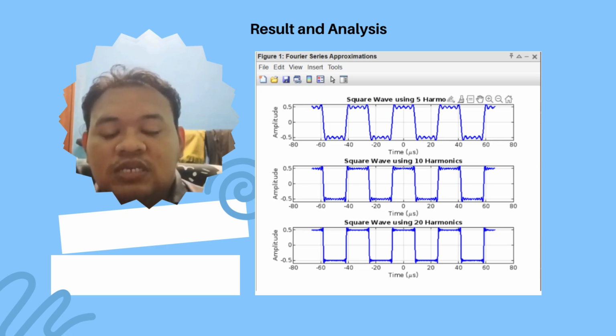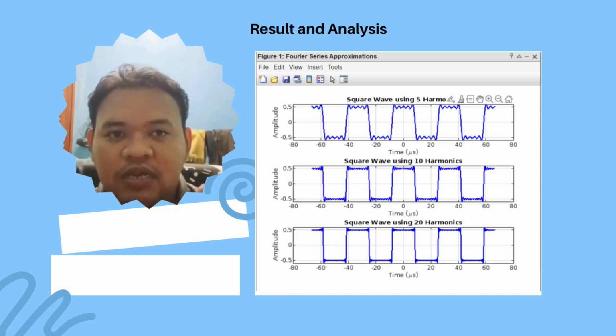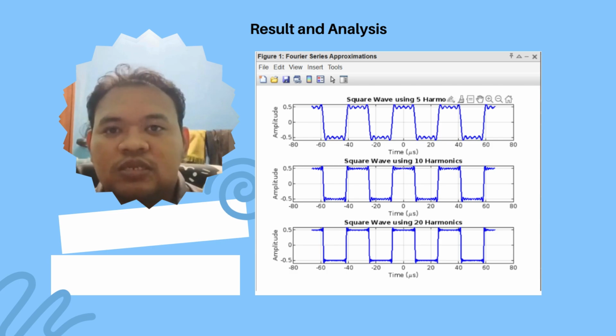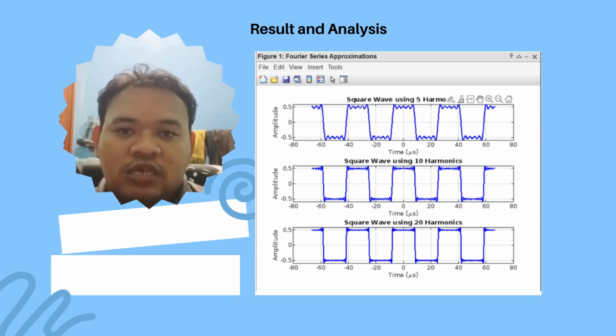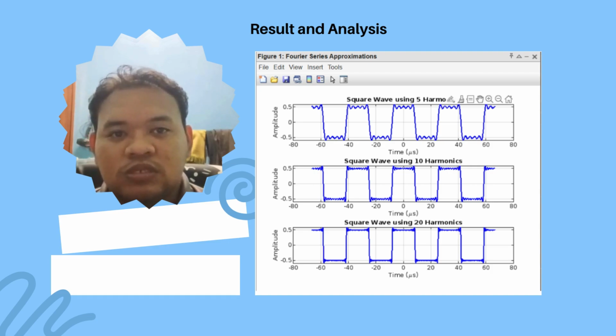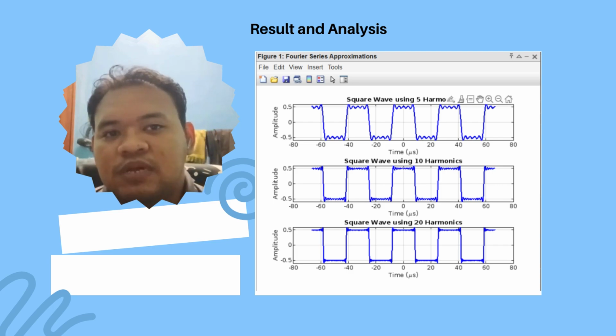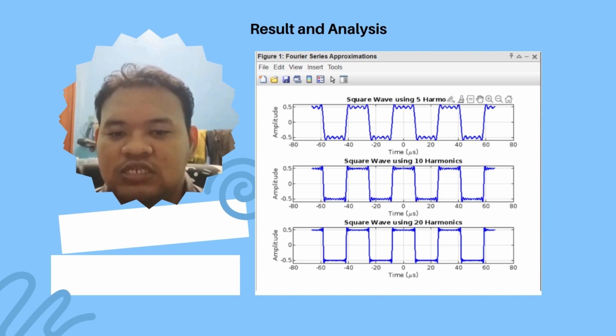However, there are still some ripples on the upper part and the lower part of the transition. After we increase it to 20 harmonics, the square wave has closely approached the ideal shape. The transitions are better and steeper, and the flat region is more stable, but the ripples still remain visible near the edge. Okay, so that's for part 1.